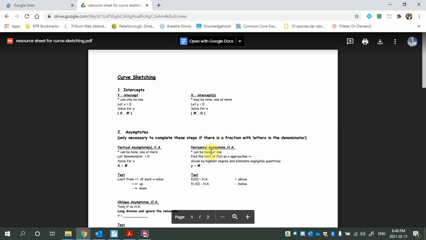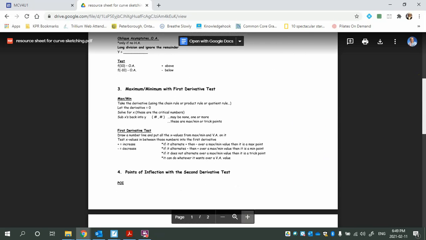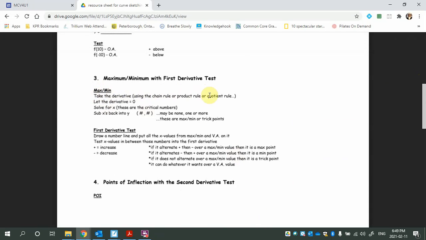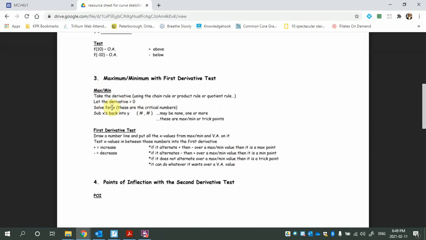If I take a look at the max-min section now that we've started rationals, and I can blow it up just a little bit. It says, max-min, take the derivative using the chain rule or product rule or quotient rule. Done that. We let the derivative equal 0. We solve for x. It's called a critical number. We haven't figured out if it's a max-min yet. And we've subbed the x back into y, so you get two numbers, an x value and a y value. And you could have none of them, you could have one of them, you could have more than one of them. There's multiple. You could have a max-min, or you could have a trig point. We don't know what this is yet. It depends on the first derivative test.